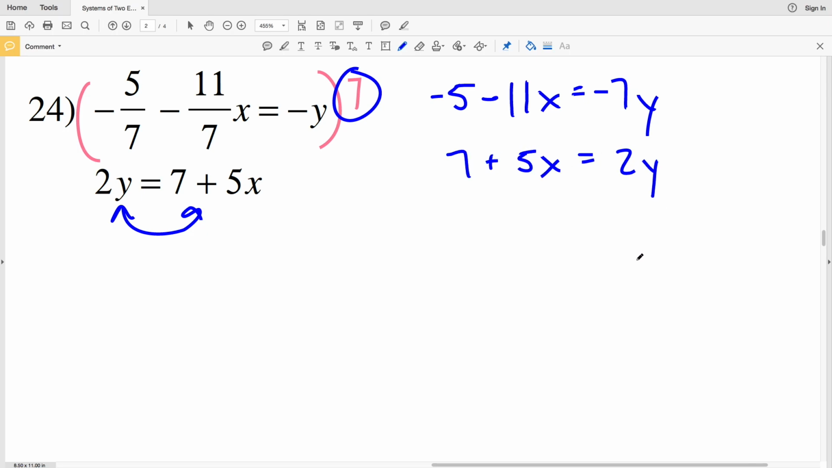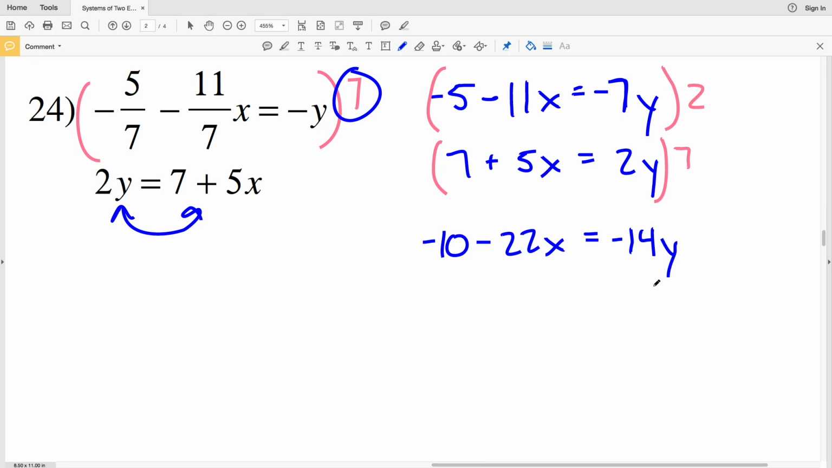Now in order to cancel out my y's, I'm going to multiply my top equation by 2 and my bottom equation by 7. Negative 5 times 2 is negative 10, minus 11x times 2 is 22x. That's going to be equal to negative 7y times 2, which is negative 14y. And then 7 times 7 is 49, and then I'll be adding that to 5x times 7, which is 35x, and that will equal 2y times 7, which is 14y.